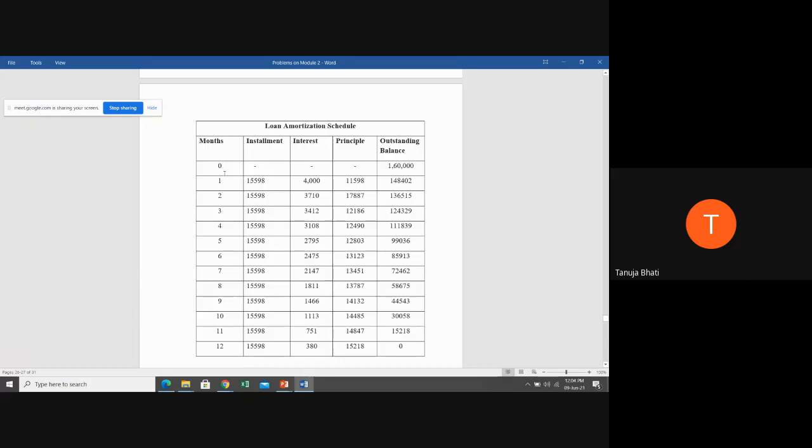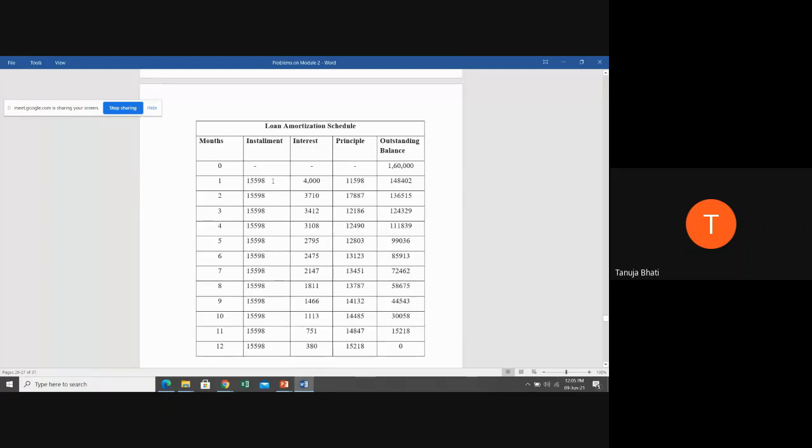When you took the loan, you have taken 1,60,000. At that time you're not repaying any installment. And if installment is not repaid, there is no interest or principal in question. So 1,60,000 you will write at month 0. Now, for all the months, you will write 15,598, which was our installment amount.